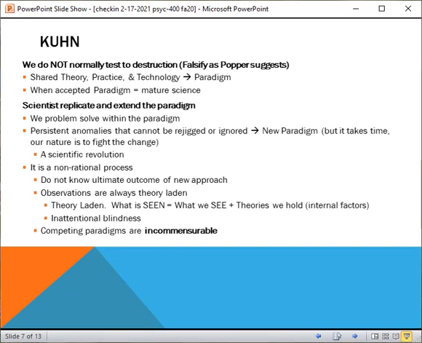All right. So the idea of how science works according to Kuhn would be this: scientists do not test to destruction, but scientists replicate and extend the paradigm. So you have a paradigm, how things get done, the theories you hold, the methodologies that you employ, and people do studies within that paradigm, and you may choose to replicate that study. Again, that's a check and balance on the whole science thing. So someone does the same study and says, yeah, we've replicated it.